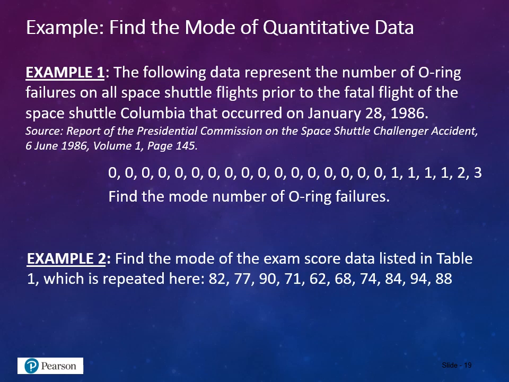So let's look at a couple of examples to find the mode of quantitative data. Example 1. The following data represents the number of O-ring failures on all space shuttle flights prior to the fatal flight of the Space Shuttle Challenger that occurred on January 28, 1986. And so you can see the data here.